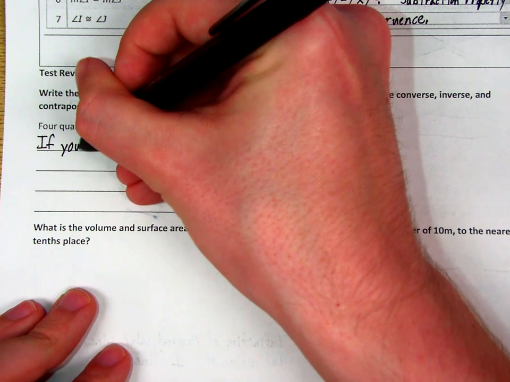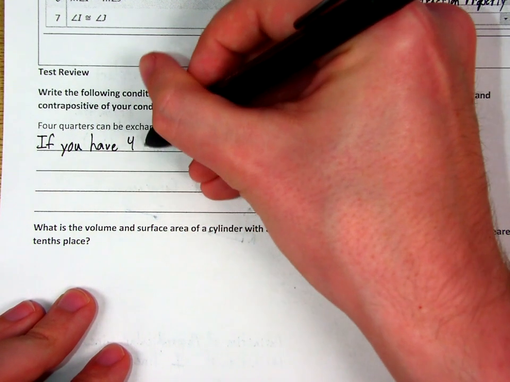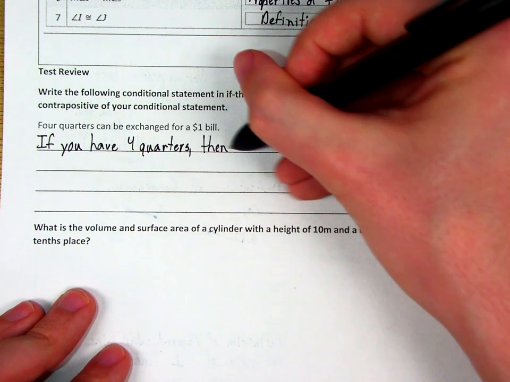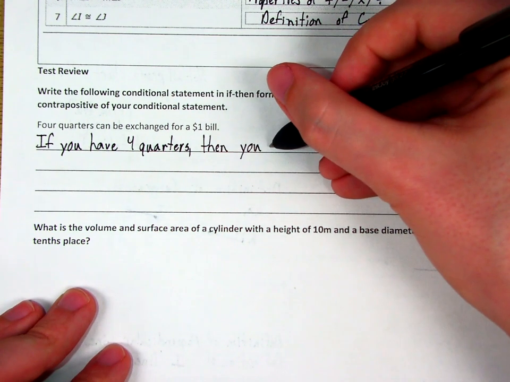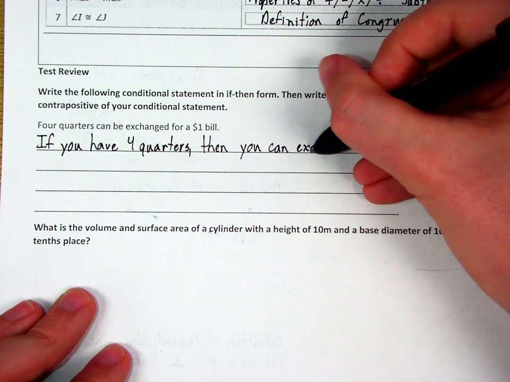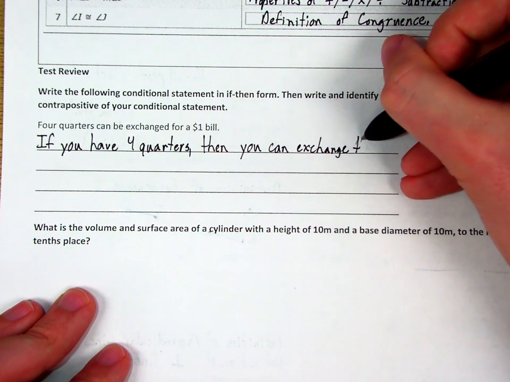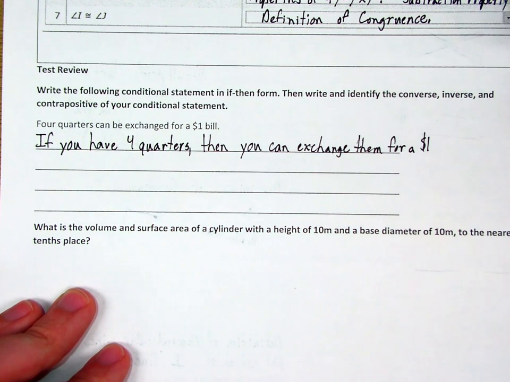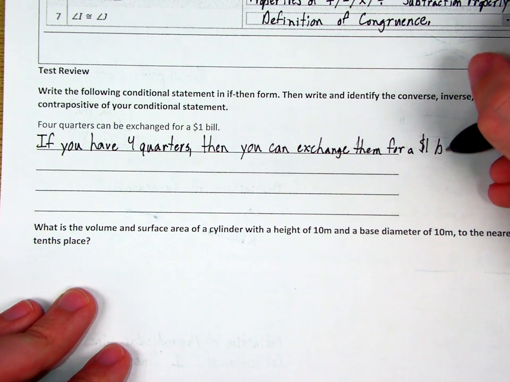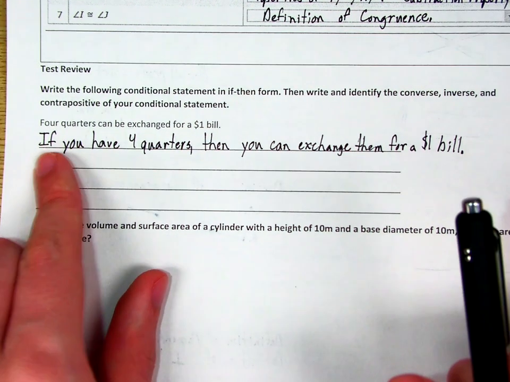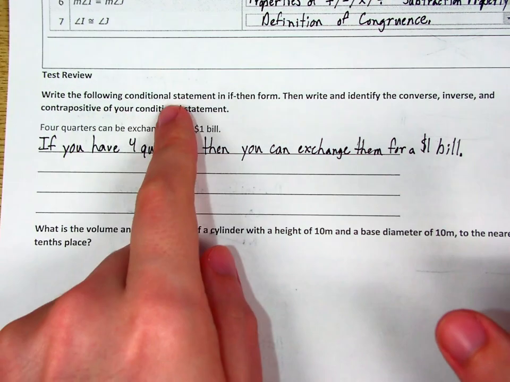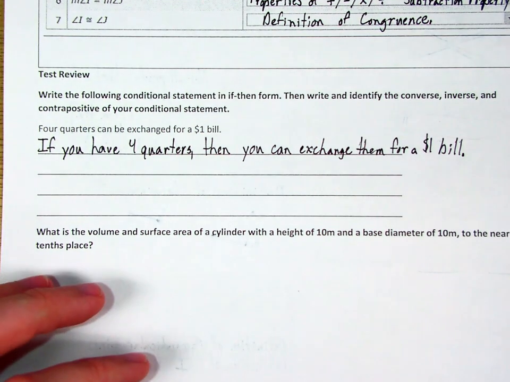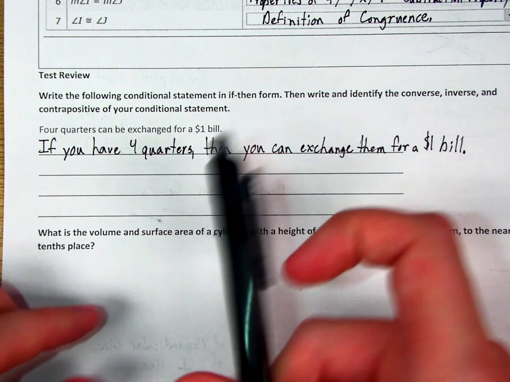If you have 4 quarters, then you can exchange them for a $1 bill. I did not provide quite enough space. I thought I did. I did not. We have our if and then, and that's our original conditional statement.